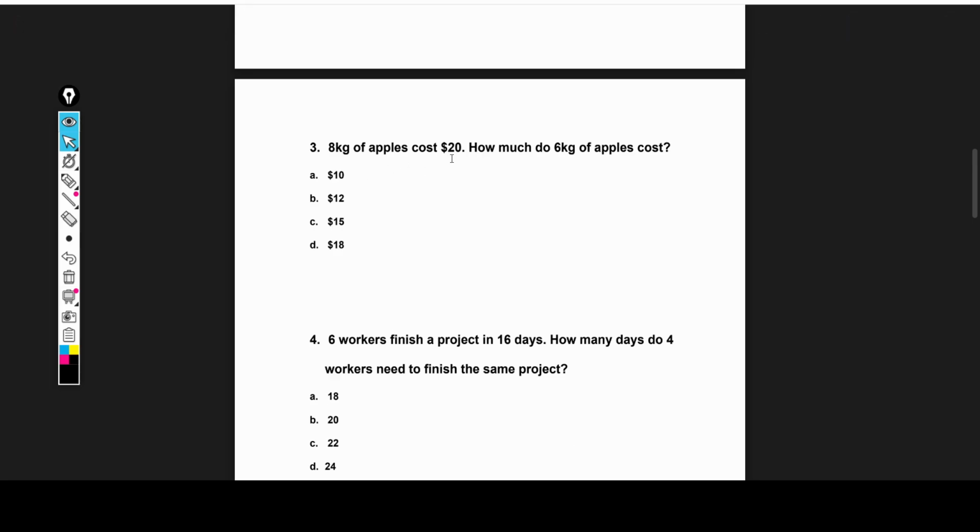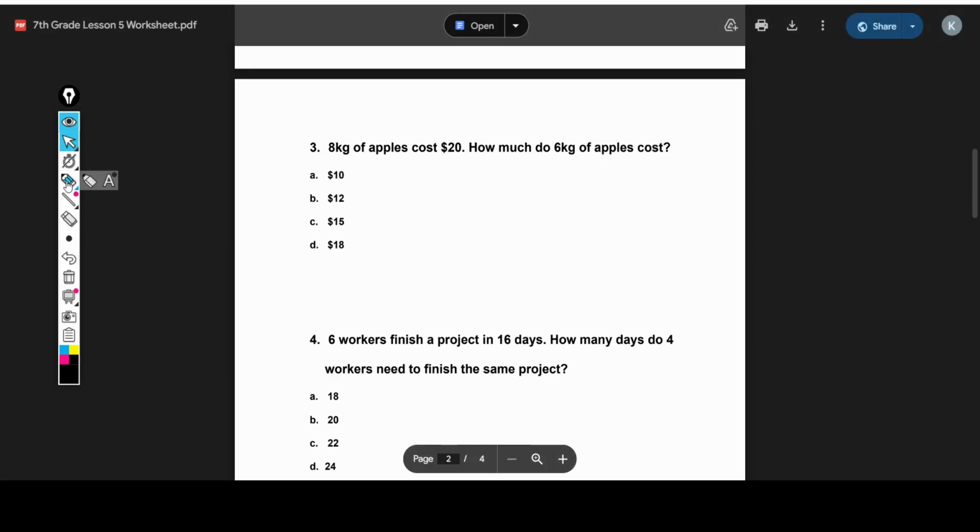Next, we have 8 kilograms of apples cost $20. So how much do 6 kilograms of apples cost? So we want to find the price per 6 kilograms. So how many dollars, and we'll represent that unknown with X. How many dollars for each 6 kilograms? That's why I have this division. Division represents for each or per, so dollars per 6 kilograms.